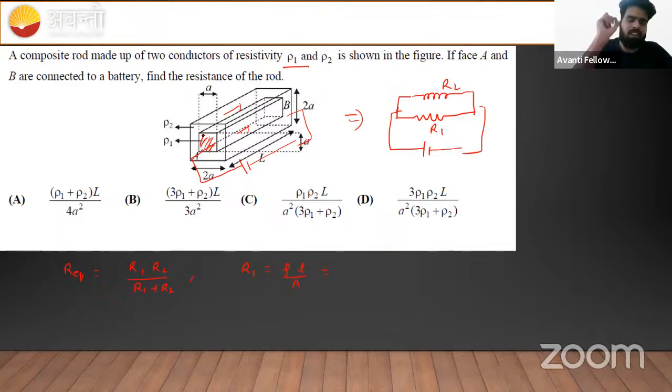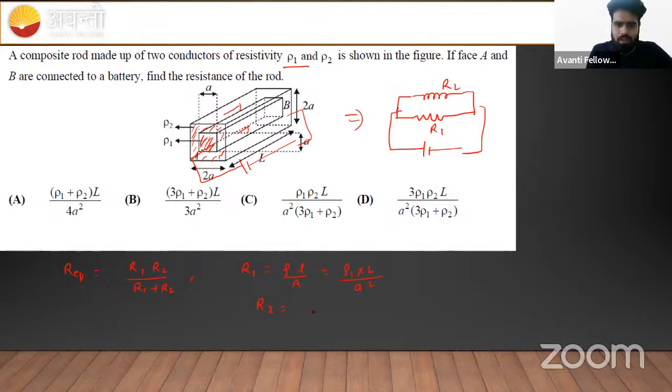That current penetrates this cross-sectional area, and the resistivity of the material is rho 1. Length is L, and the cross-sectional area is the square cross-section, that is A square. In a similar manner, if you want to write down the resistance for rod 2, what is rod 2? We can say this section is rod 2. So what is the length that current has to travel in rod 2?